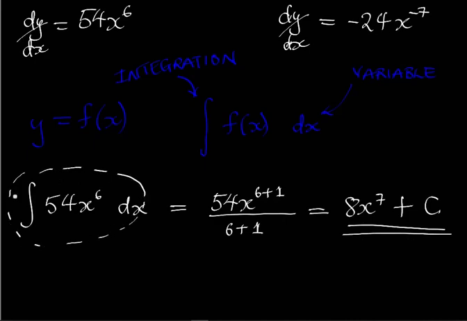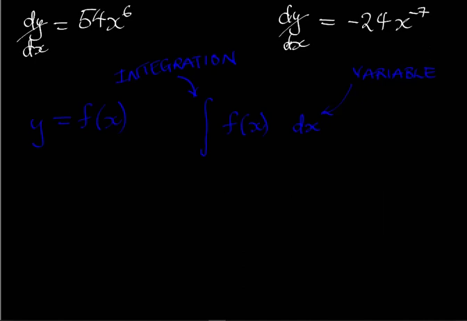Okay, simple, right? Now let's look at how we can integrate the other function that we have here. The other function we have here is this one. We have dy dx, and now we want to get back to the earlier function we had. So the question would simply be: integrate 24x to the power negative 7 with respect to x. This is what this symbol notation means.